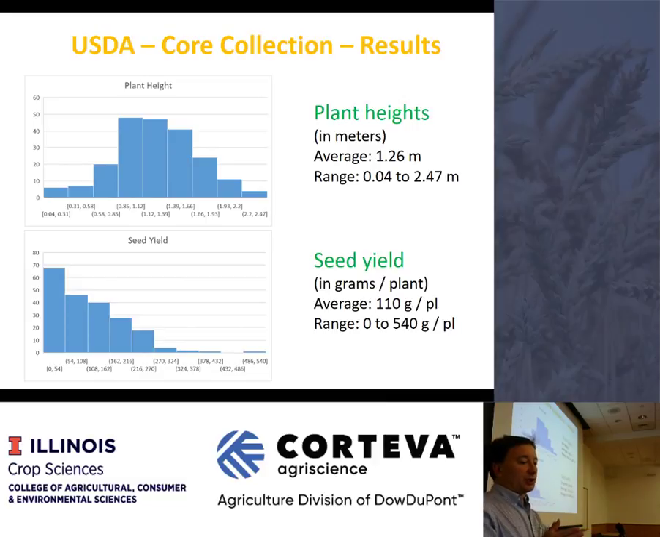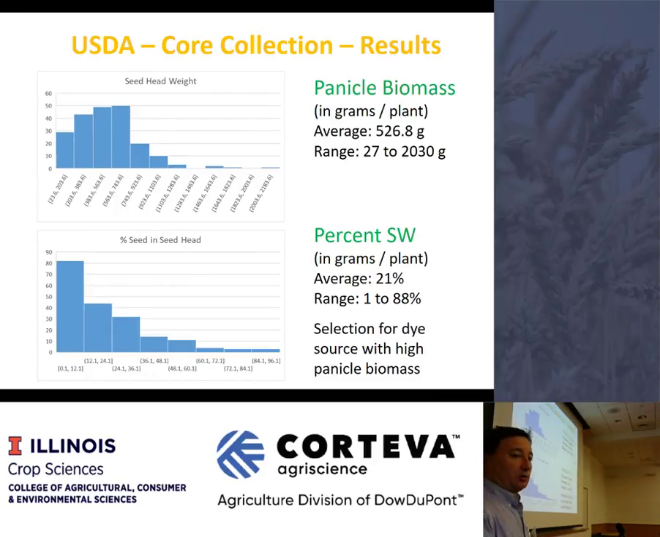Now that changes once you put the plants in direct seeding and they're competing within row amongst each other. The panicle biomass was an average of half a kilo, and the range was 27 grams to 2 kgs per plant. So you can imagine very large plants with very large seed heads, but that includes the stem value up to where the flowers start and where the seed actually pollinate, where the seed is produced.